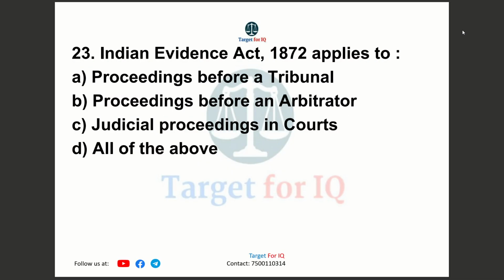Question number 23. Indian Evidence Act 1872 applies to option A, proceedings before a tribunal, option B, proceedings before an arbitrator, option C, judicial proceedings in court, option D, all of the above. The correct answer to question number 23 is option C, that is, judicial proceedings in court.